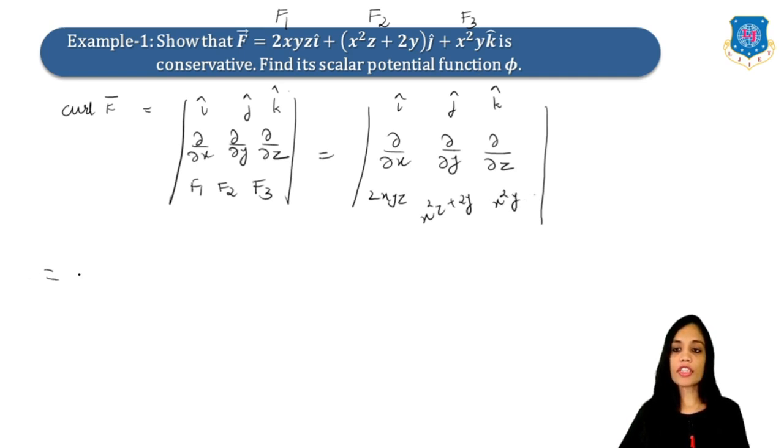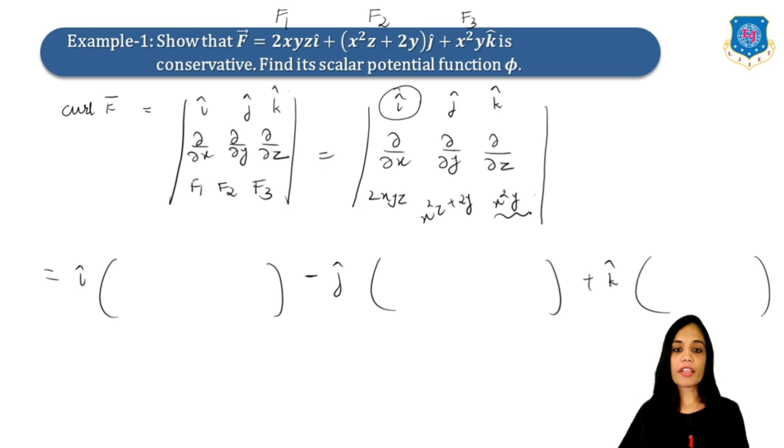So now let us solve the determinant. I times this, then minus j, plus k cap times this. Let us solve from i. We have to find the derivative of this with respect to y, so x square comes, minus the derivative of this function with respect to z, so minus x square. Done. Now from j: the derivative with respect to x gives 2xy, minus the derivative with respect to z, so minus 2xy.